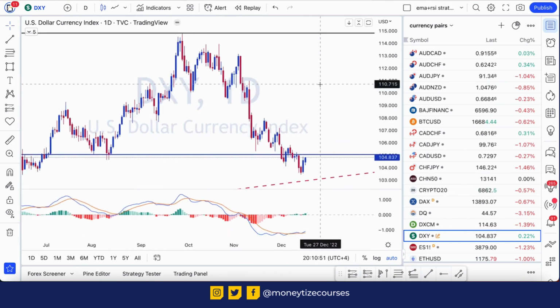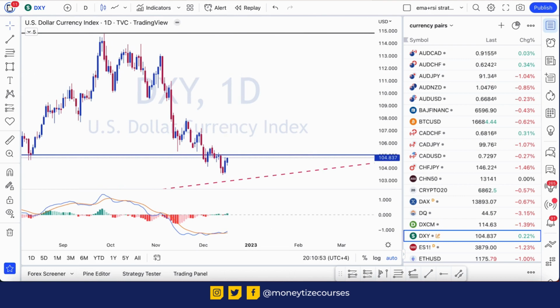Moving further to daily. On daily, as I've mentioned in my previous video, we are seeing some slowdown here in the bearish momentum. This is the slowdown I'm talking about. Now, it has already broken above this declining wedge pattern, which is a bullish pattern. A break above the declining wedge means bullish pattern.